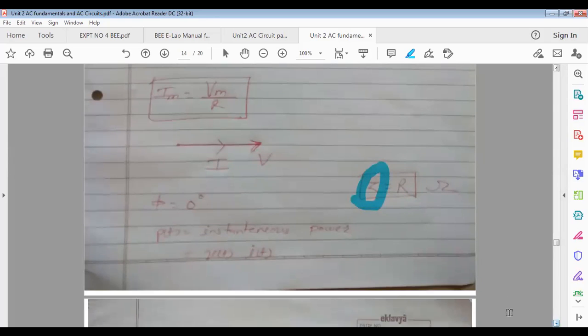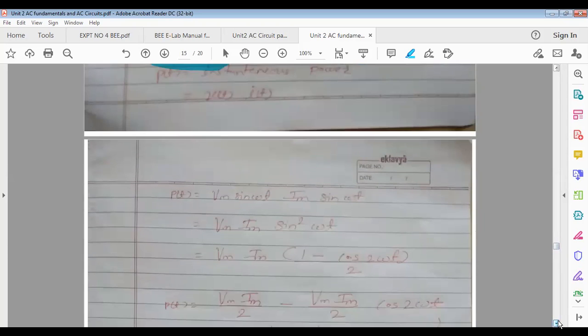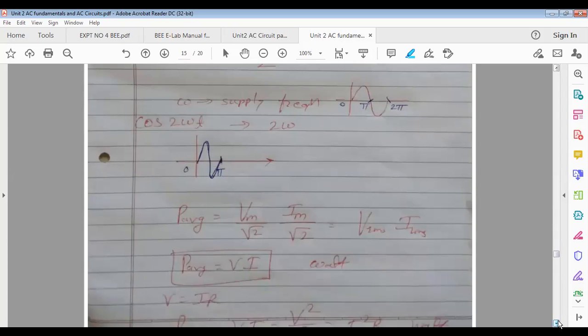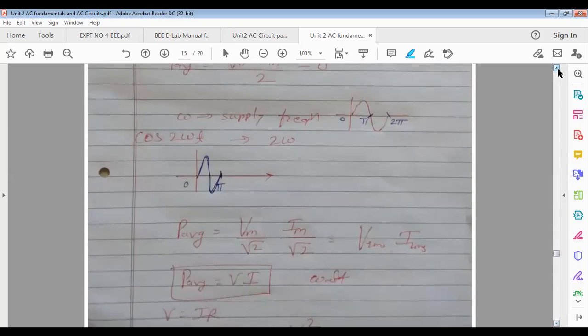Okay, so the phase difference is 0 degree. The cosine of this angle is called the power factor. Cos phi is called the power factor. So how much will be the power factor for this?